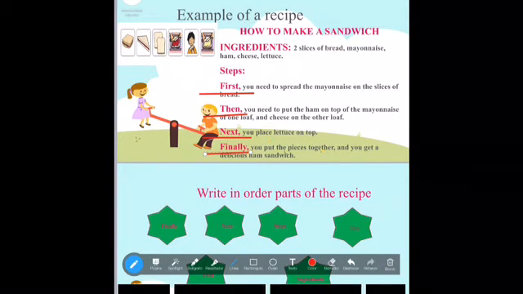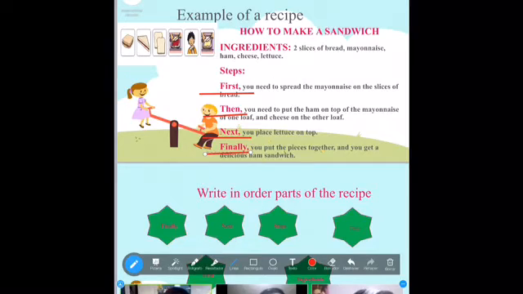Who wants to say? Who wants to participate? Who says me? What are these transition words for? Ángel, thank you, Ángel. Okay, again, repeat, please, Ángel. To follow a sequence, Miss.